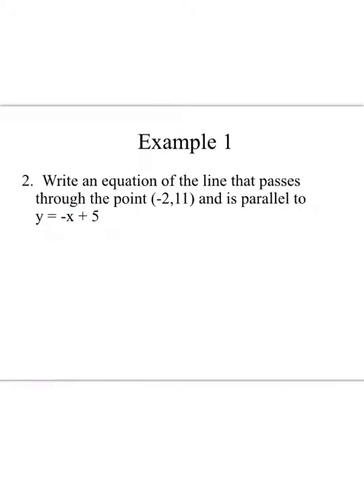Go ahead, try this one on your own, pause the video. Whenever you're ready, turn it back on and we'll go over the answer. So now that you've had a chance to try it, and I've been in the mood to switch colors, so I'm going to write in green this time. So I need to pull the slope only out of the equation that I was given. So that's a slope of -1.